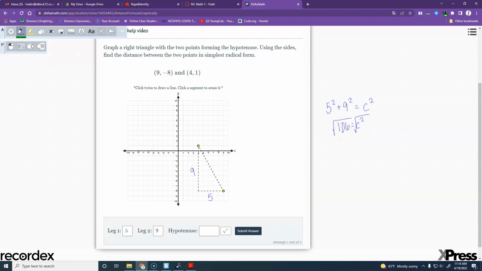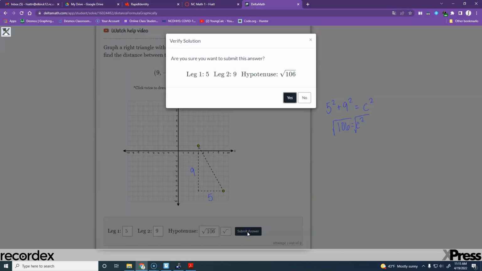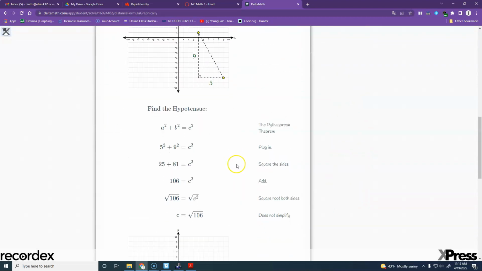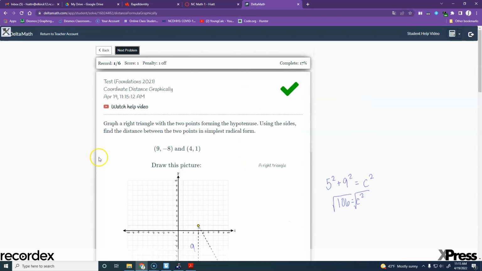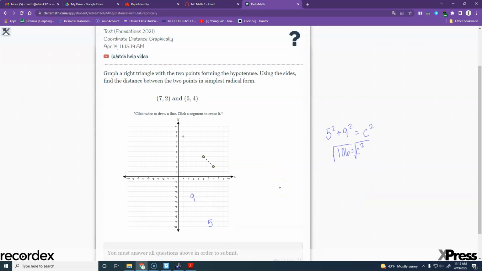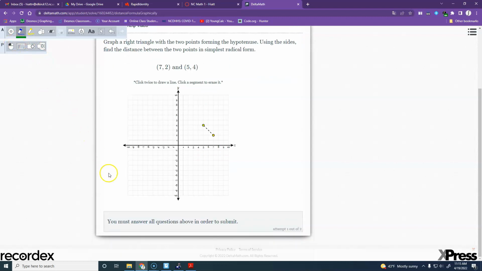The problem with Delta Math is it's not going to take a decimal answer. Okay? So, for this particular one, it will work for me just to type it in as square root of 106. And that is going to give me the answer there. The problem is that some of these are not going to let you do that. So let me look at this one really quickly. So if I do, like this one, I don't think it'll, let me see.